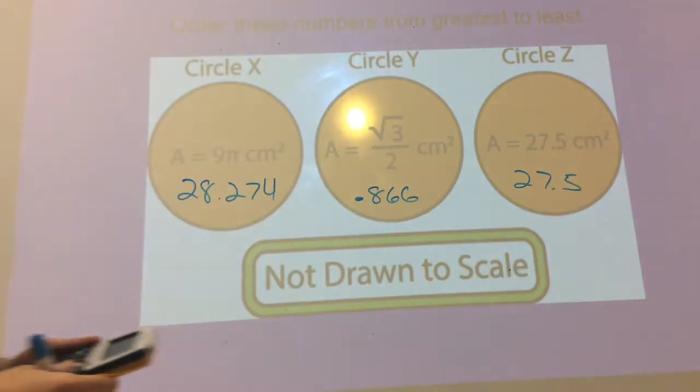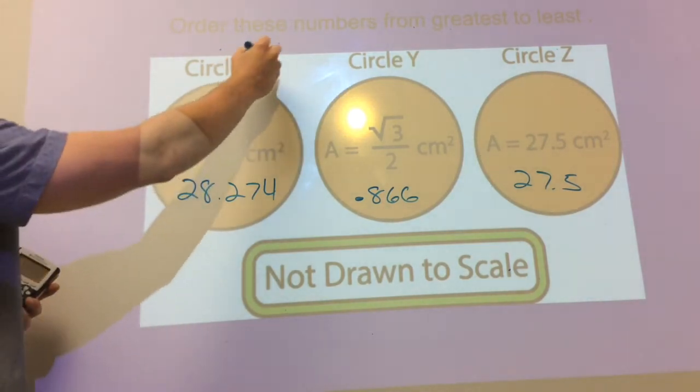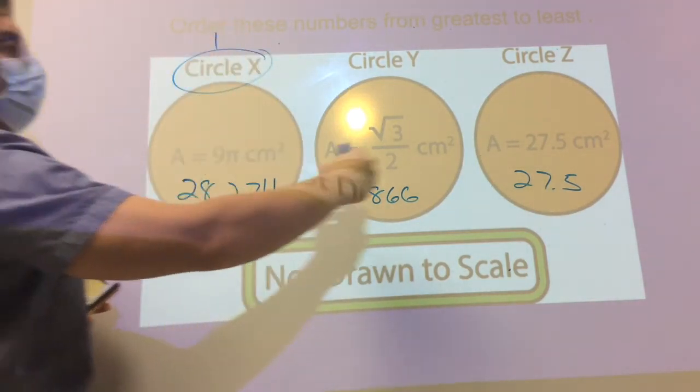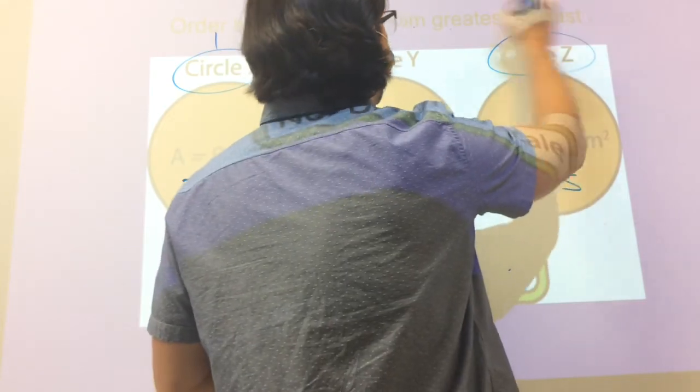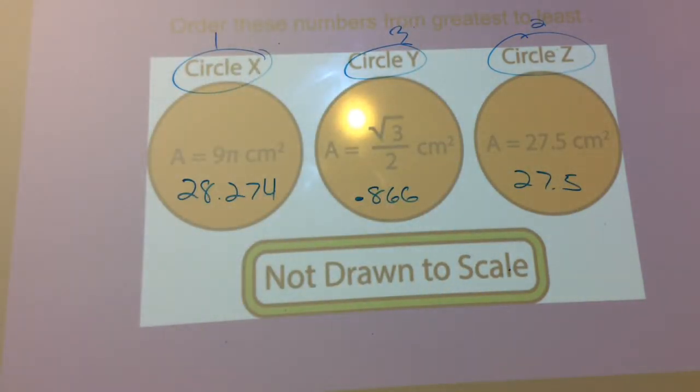Okay, so let me ask you this. Order these numbers from greatest to least. What's the biggest? 9 pi or 2? This is number 1, right? Number 2. And number 3. Is everybody okay with that? Okay, let me ask you this. Do we feel okay with ordering numbers? Yeah. Can I move on to the other topics of this test? Okay.